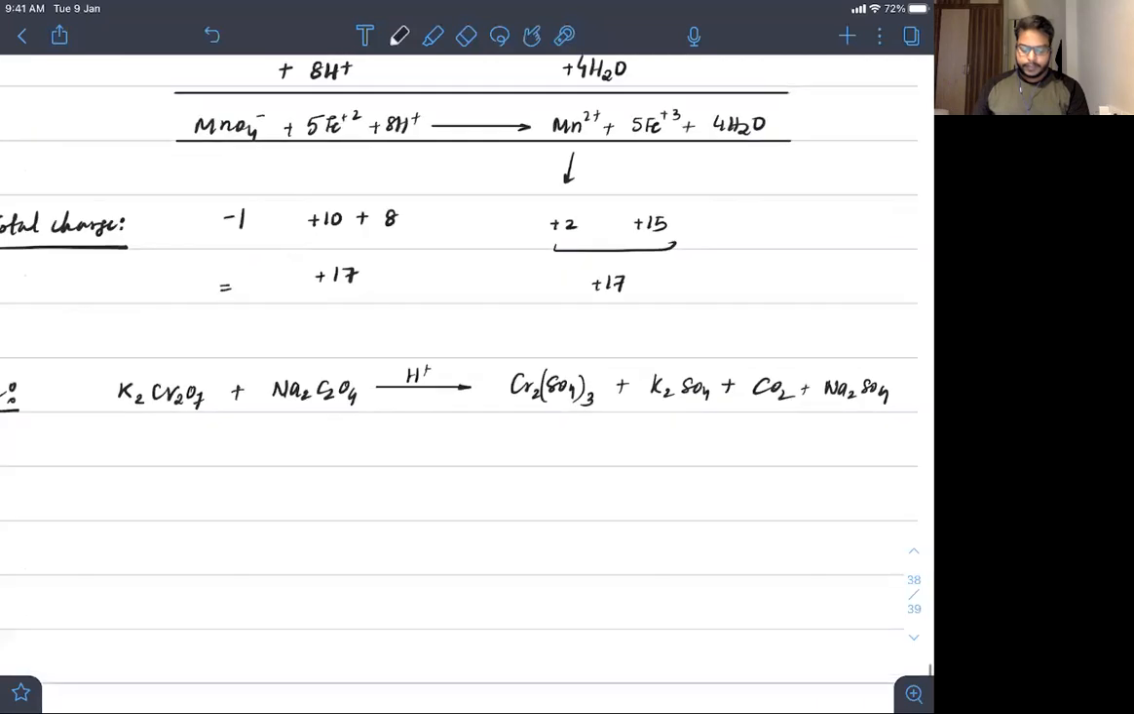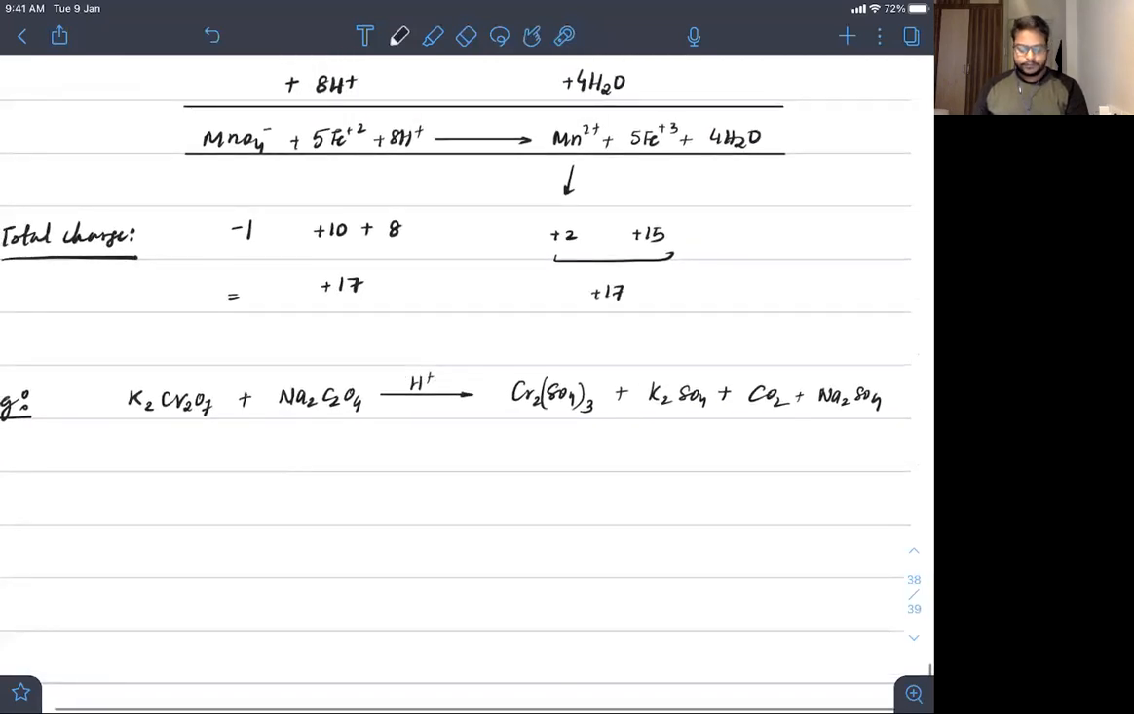Those who are done can start trying the next question. K2Cr2O7 plus Na2C2O4, which we have already balanced above. So check it, for K2Cr2O7 and Na2C2O4, write the oxidation states. Write the oxidation state on the right hand side also. See which is oxidizing, which is getting reduced.